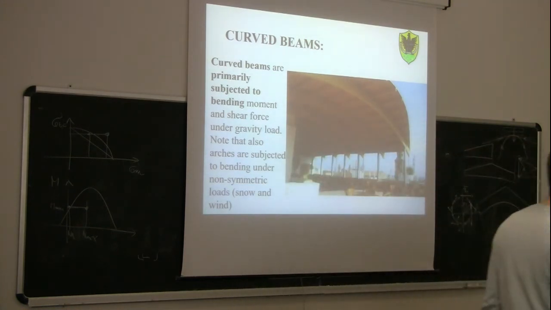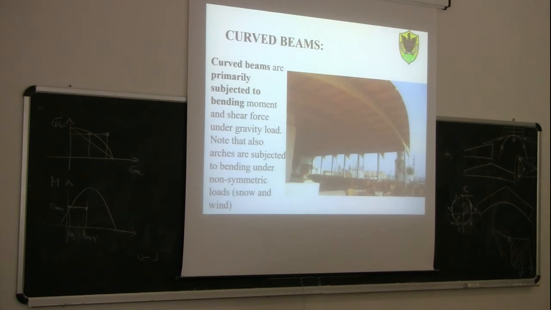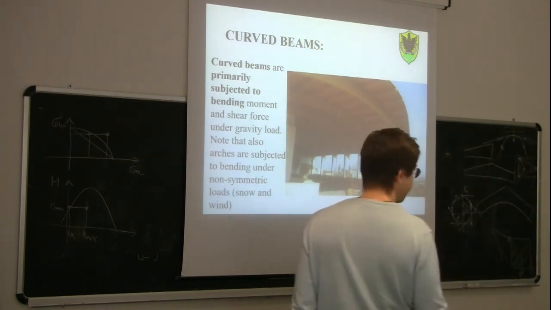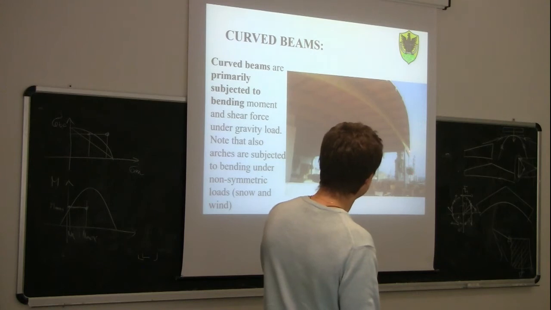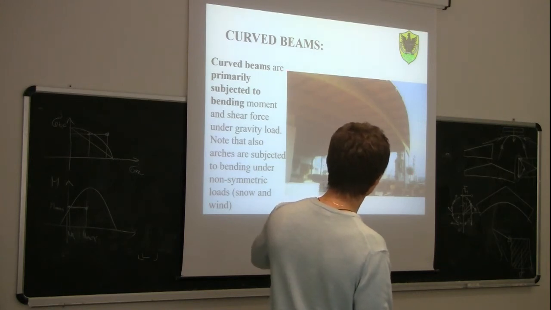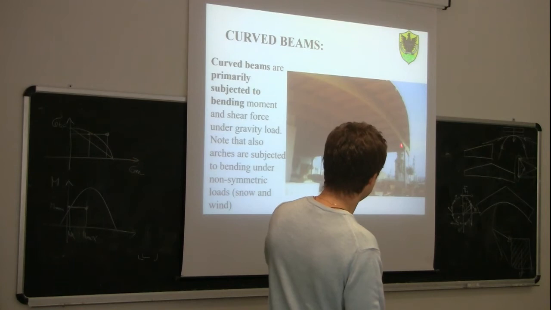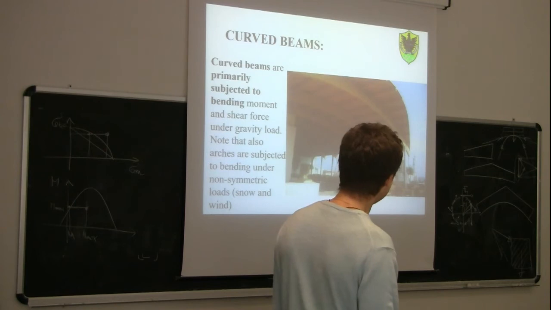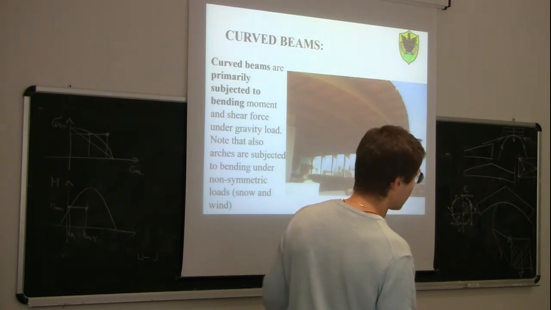Then, of course, there is a significant difference from a structural point of view between arches and curved beams. They both might have the same shape, but the structural behavior is completely different. An arch, as we said before, is mostly subjected to axial compression, while a curved beam is mostly subjected to bending moment. So here you see a curved member with a support on this steel column, and then a support on the opposite side.